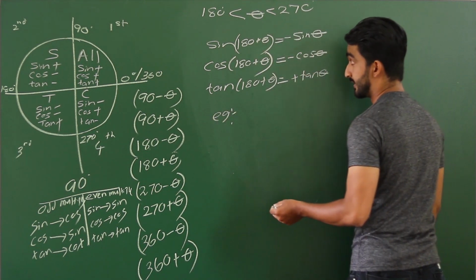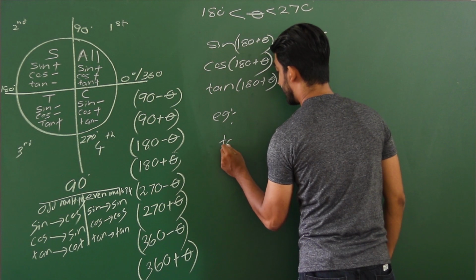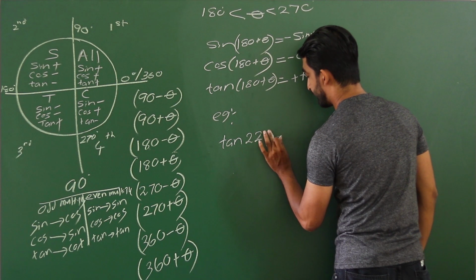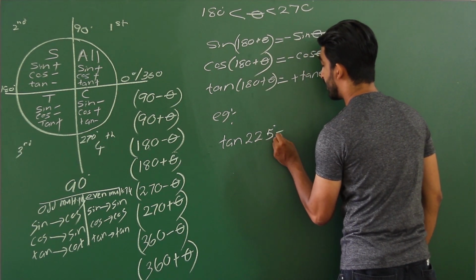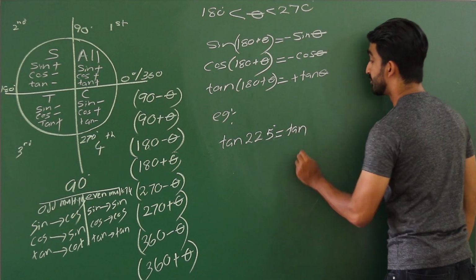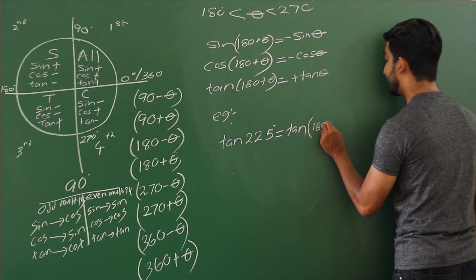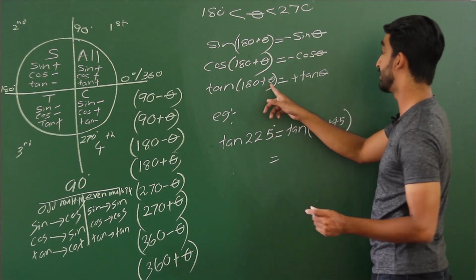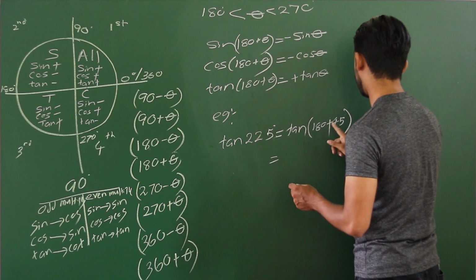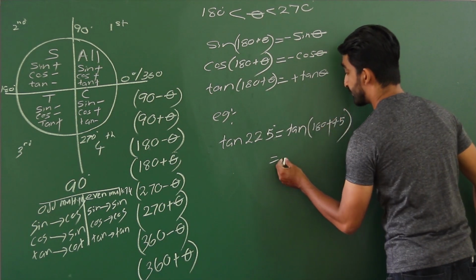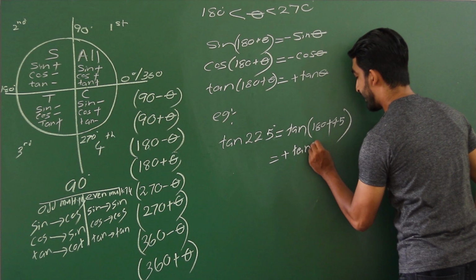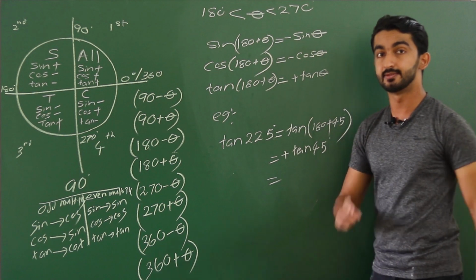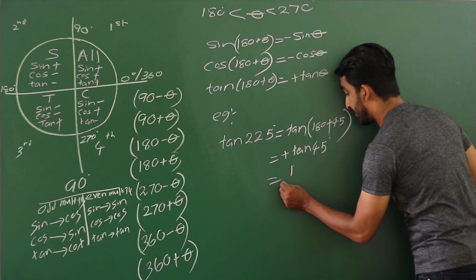Example, now let's say we consider tan 225 degrees. Now tan 225 we can write as 180 plus 45, which is tan(180 plus theta) is tan theta. So 180 plus theta means 45. So it is plus tan 45. If you remember the basic trigonometry values table, tan 45 is 1. So this is positive 1.